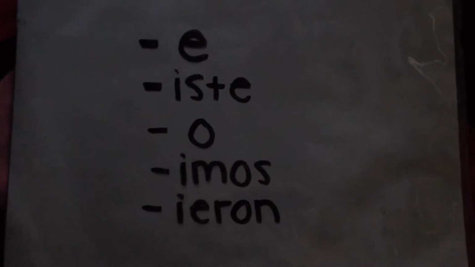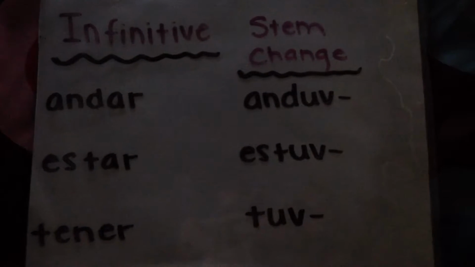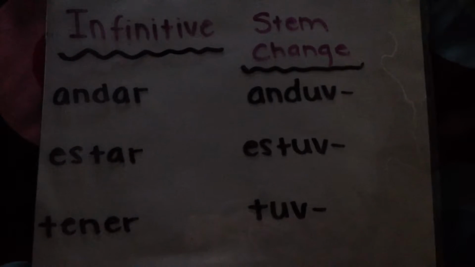Irregular. A number of verbs that are irregular in the preterite follow a particular pattern. Their stems change, but they all take the following endings: e, iste, o, imos, ieron. Notice that they are very similar to the regular preterite conjugations, except the regular preterite conjugations have accent marks.